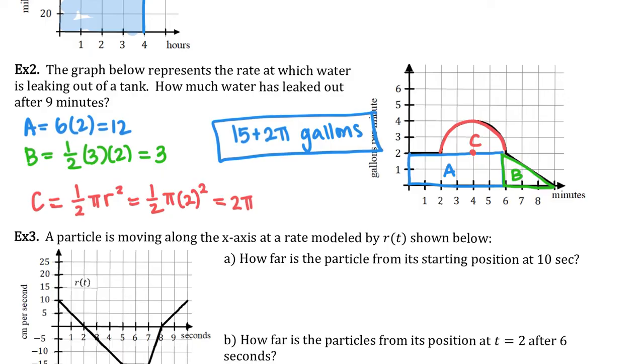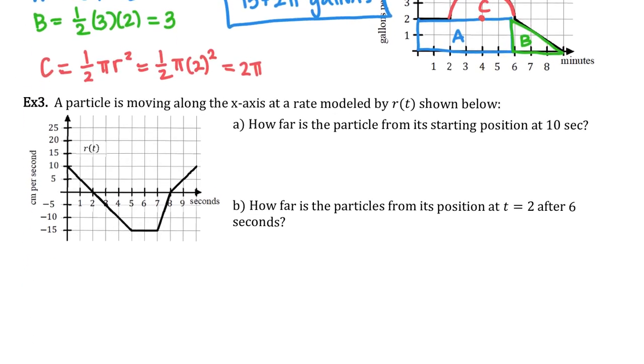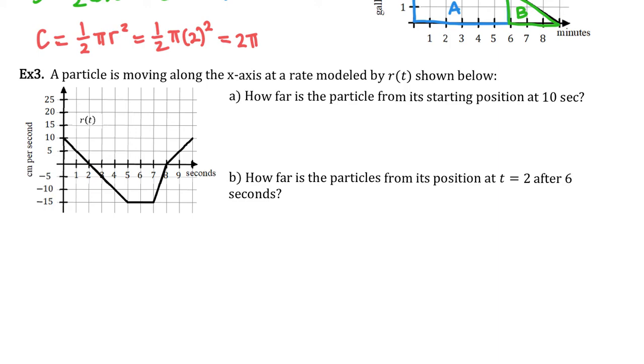Okay, let's go ahead and consider one more. A particle is moving along the x-axis at a rate modeled by r of t shown below. So this is the rate, this is the time that has elapsed. How far is the particle from its starting position at 10 seconds? So I want to find the area all the way from 0 to 10, which means I've got this piece, I've got this piece, and I've got that piece. Let me just start with one of them.